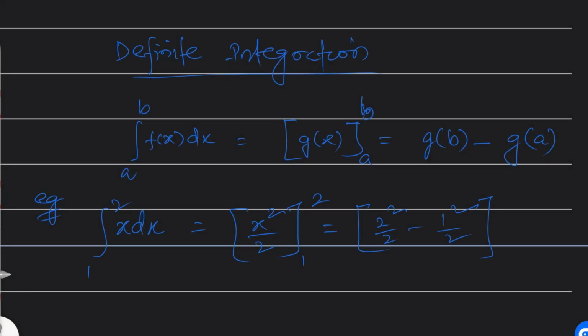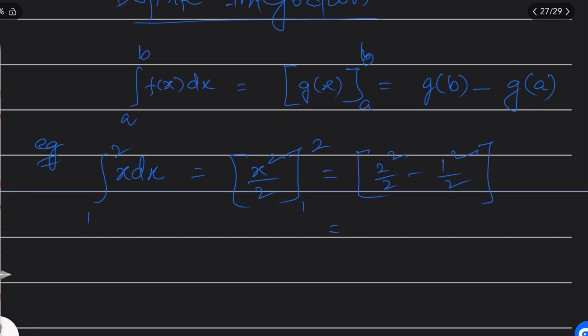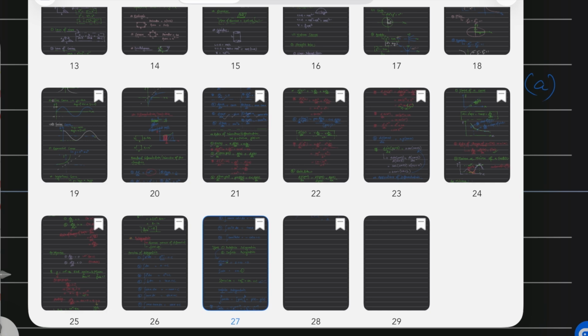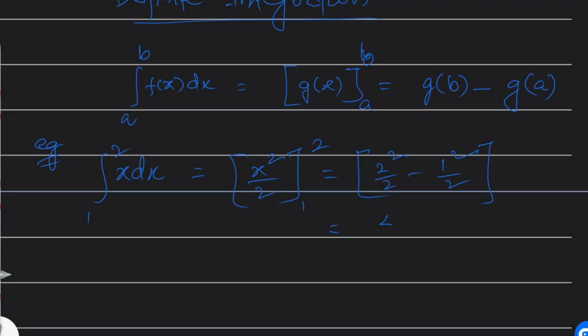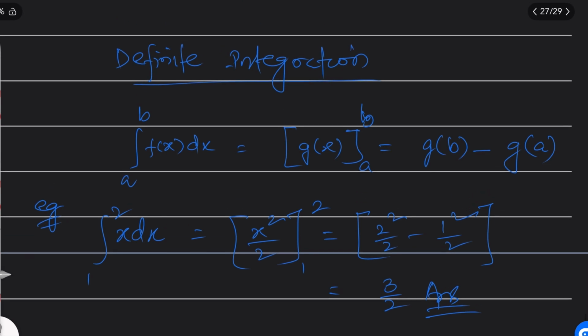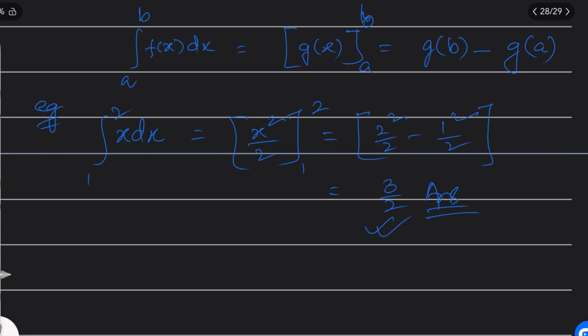Now let's solve this. It is 4 minus 1 is 3, so 3 by 2 is the answer. Here you don't need to give a constant c. Why? Because in case of definite integration, I am putting the limits 1 to 2. So in case of definite integration, you don't need to give any constant. Without a constant, you get the numerical value, right?